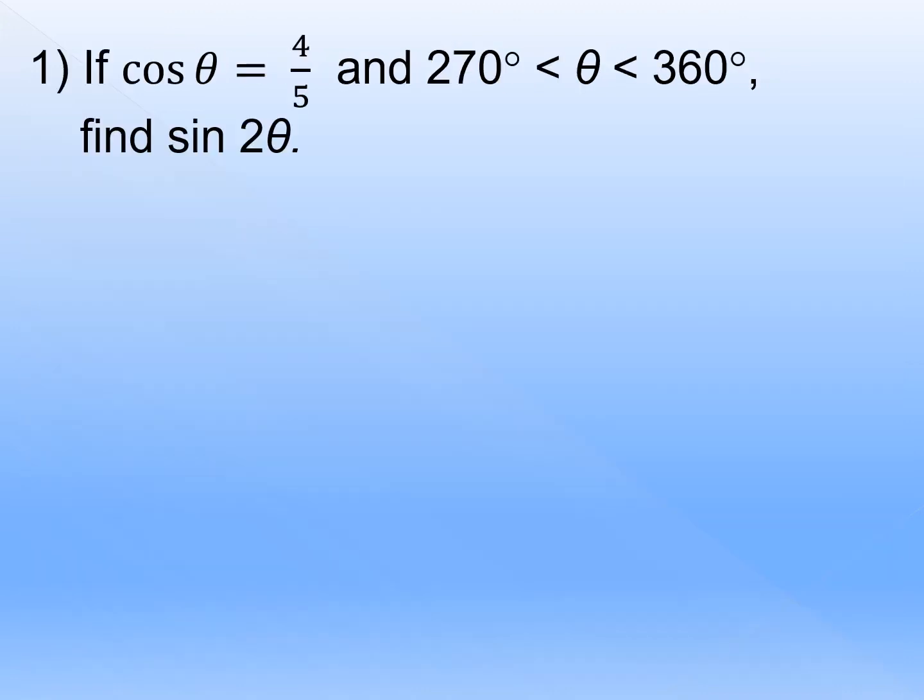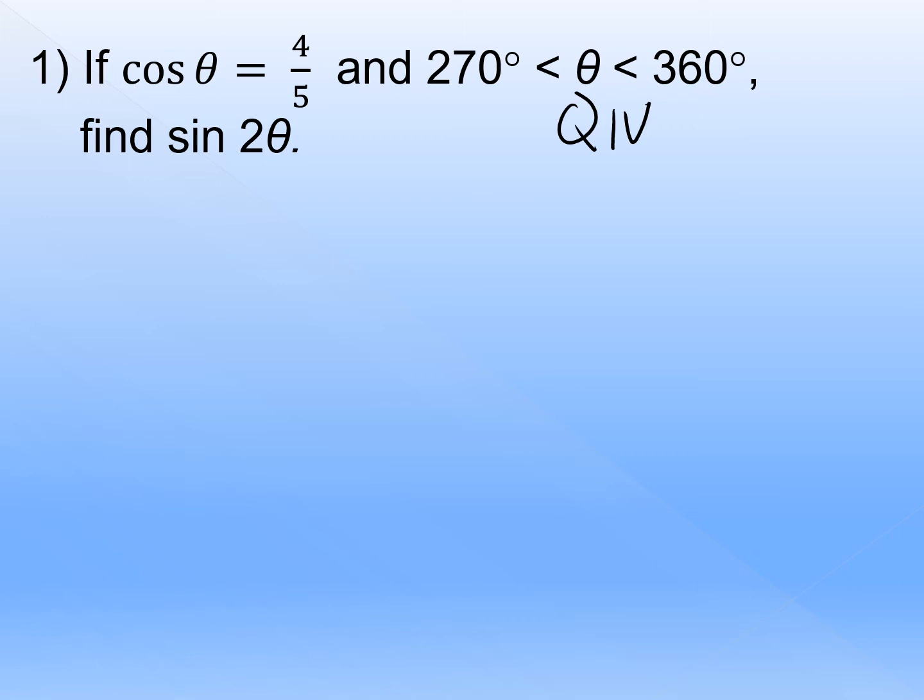Let's try an example. For instance, we have cos theta equal to 4 over 5, and theta is greater than 270 degrees but less than 360 degrees. Find sine 2 theta. The first thing we're going to do is identify on what quadrant theta falls. Since the angle measure is greater than 270 degrees but less than 360 degrees, it falls in quadrant 4.